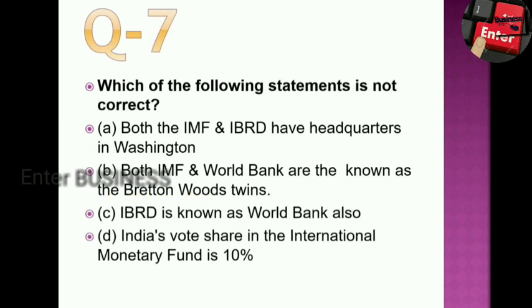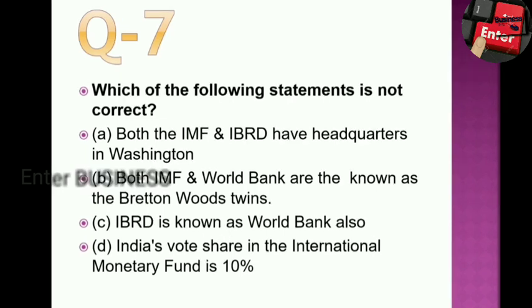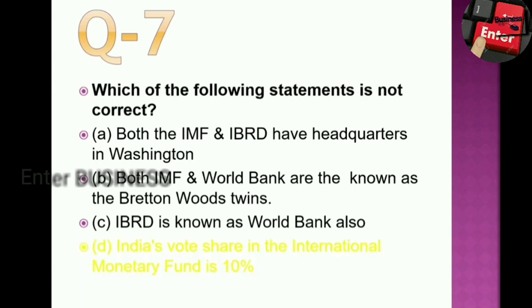Which of the following statements is not correct? Option A, both the IMF and IBRD have headquarters in Washington. Option B, both IMF and World Bank are known as Bretton Woods twins. Option C, IBRD is known as World Bank also. Option D, India's vote share in the International Monetary Fund is 10%. So the correct answer is option D. India's vote share in the International Monetary Fund is 10%.